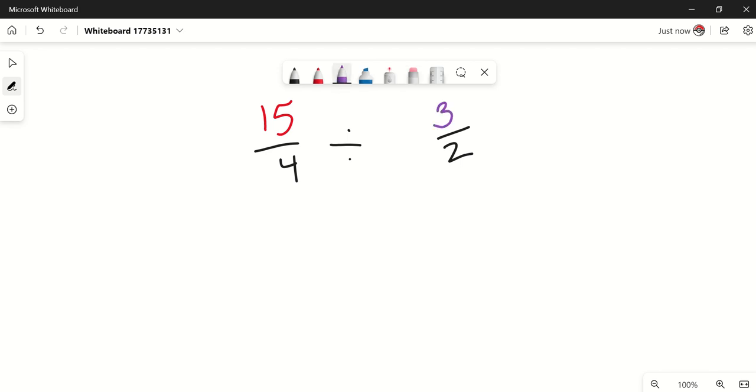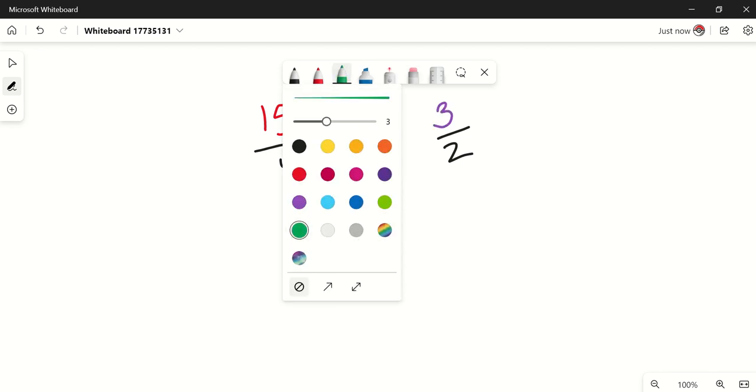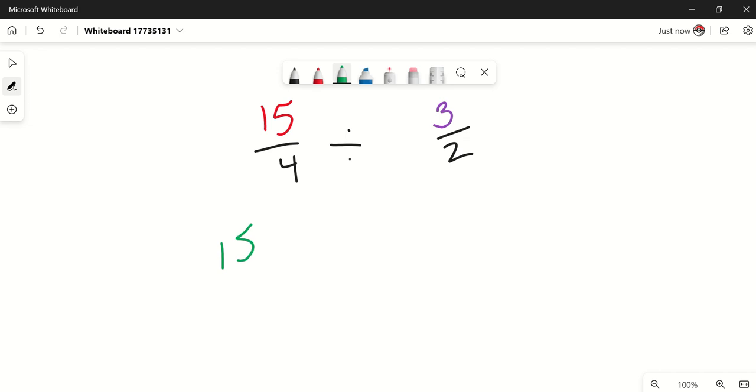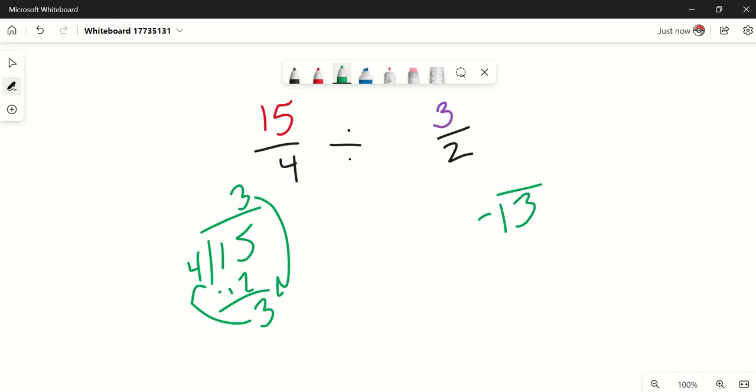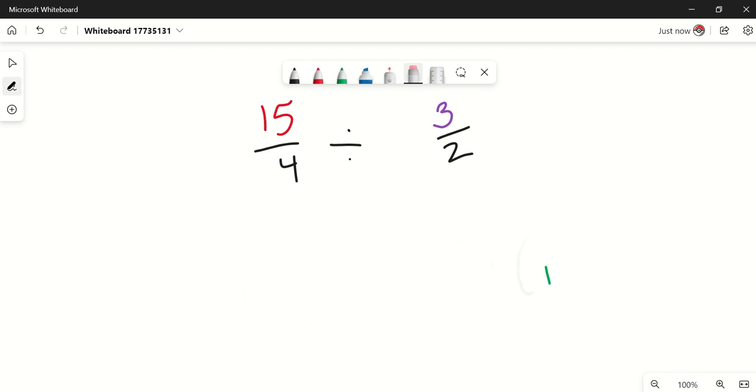And remember, I can always check my work by dividing. 4 going into 15 goes 3 times. That would be 12. If I subtract, I'll get 3. So this is 3 3/4, which is what we began with. And on this side, 3 divided by 2 goes in 1 time, so it'll be 1 1/2, which is what we started with. So we did this correctly.